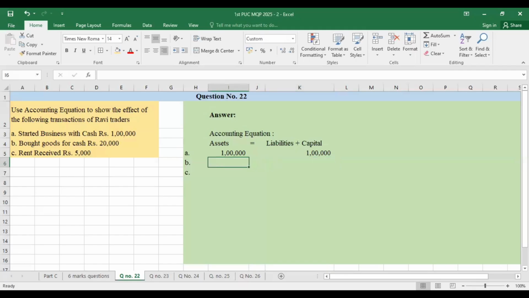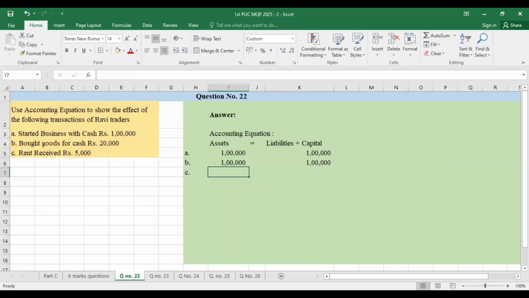Second, bought goods for cash 20,000. So we have cash of 1 lakh already, where 20,000 has gone out of the business because we have bought goods by paying cash of 20,000. But the goods have come in. Goods is nothing but stock, which is an asset. So worth 20,000 has come to our business. So we'll have to add back 20,000, which is equal to 1 lakh. There is a double effect. One is in cash, another is in stock. And here there is no liability or capital change. So it remains the same.